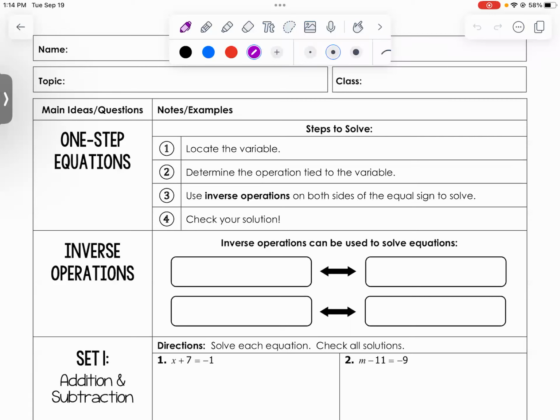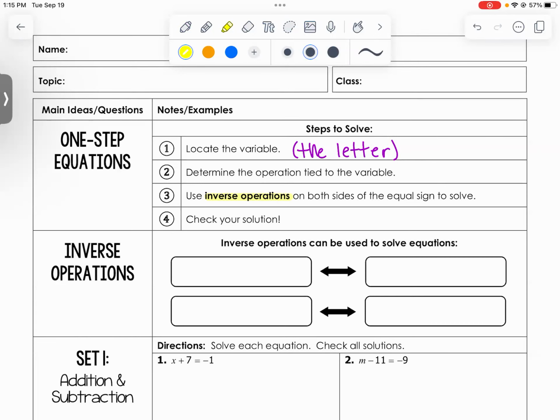What's the variable? Like, what are we looking for, Lainey? The letter. Okay. So I'm just going to put a little note that the variable really means that we're looking for the letter. Now, we are trying to get the variable all by itself. So we're going to determine how the number is tied to that variable. And we want to get it to the other side of the equal sign using what's called an inverse operation.